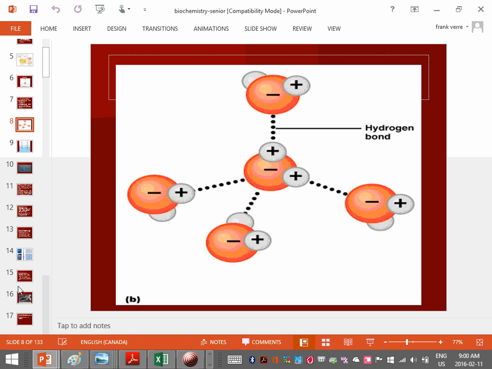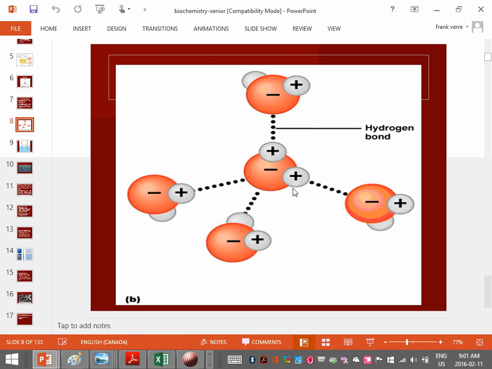Do you have any questions about water? What are you seeing in this picture? What's happening in this picture? What are these dots? Hydrogen bonding, right? And why do we see this in water? What's special about water that allows it to do this? It's the shape of the molecule. What do you notice? One end is positive, one end is negative. So the hydrogen end is positive, the oxygen end is negative.